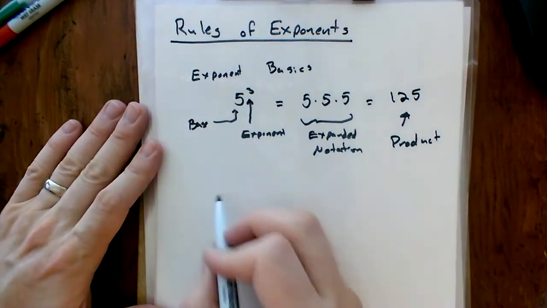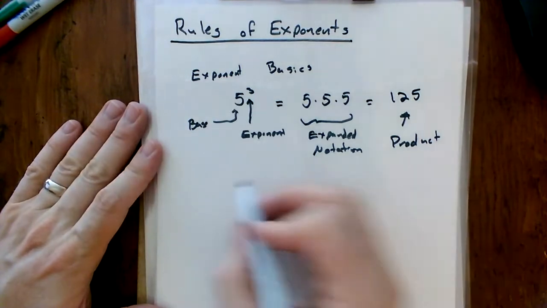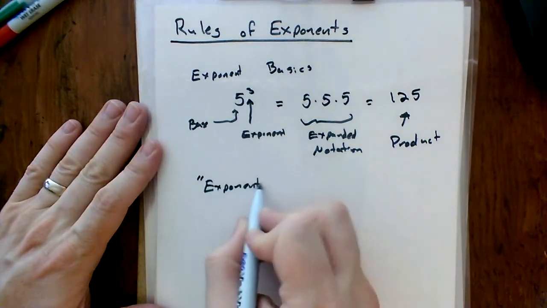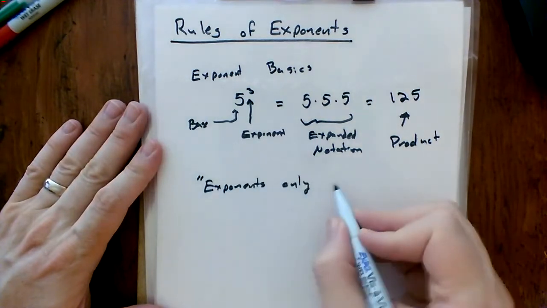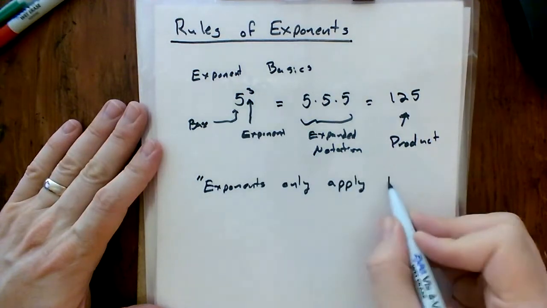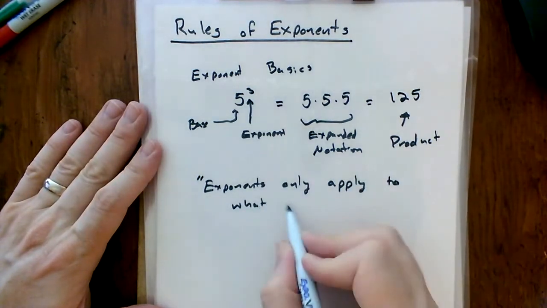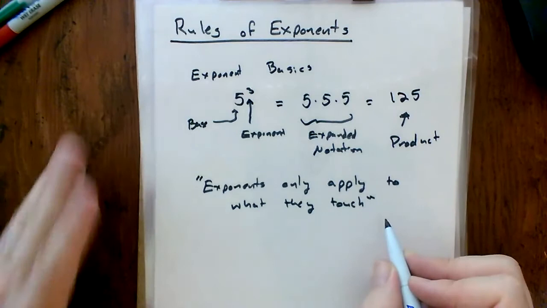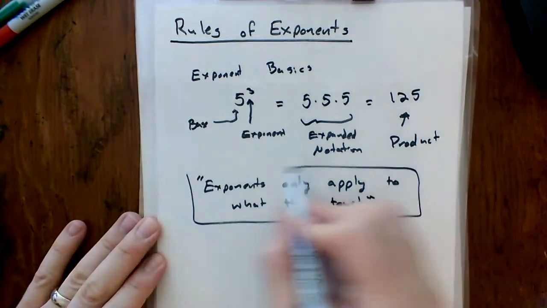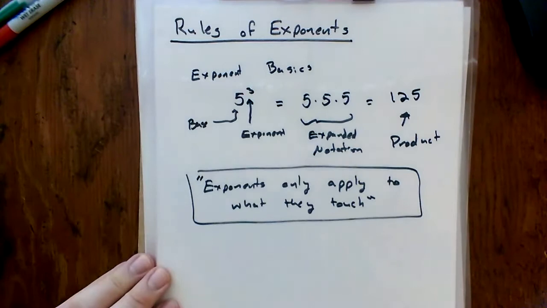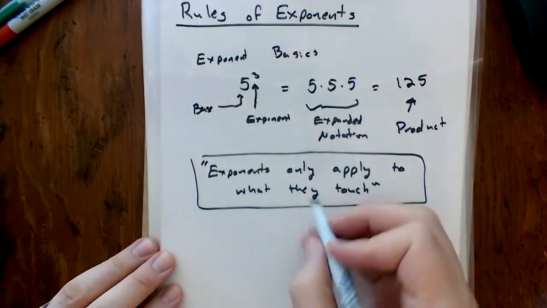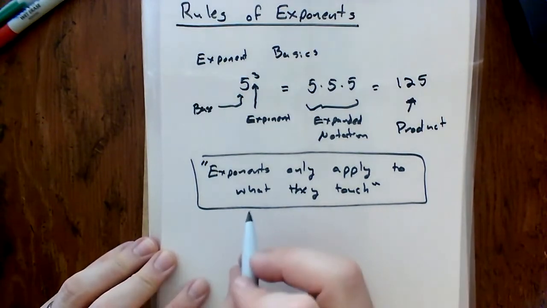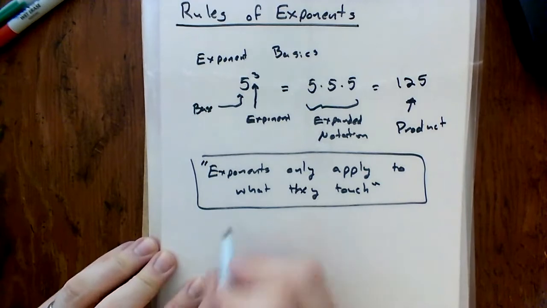The other thing I want to point out, and this is going to be fairly important, is that exponents only apply to what they touch. Now, this seems like it's a no-brainer. This might seem like a statement like, okay, sure. But the funny thing here is the exponent is only going to be attached to a variable or a number, and it won't necessarily include the sign. So kind of what this means is watch your parentheses.